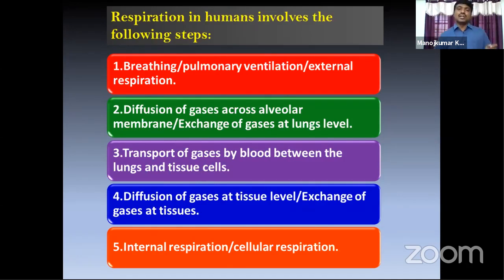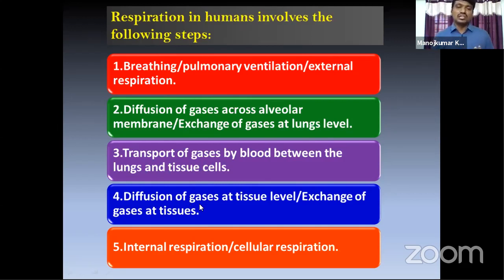Here, the blood circulatory system, the blood vessels, and the blood come into action. They play a major role in the transportation of gases. The blood acts like a transporting medium. The transportation of oxygen occurs between lungs and tissues with the help of blood. Similarly, the transportation of carbon dioxide occurs by blood from tissue cells to lungs. This is how the transportation of gases takes place.